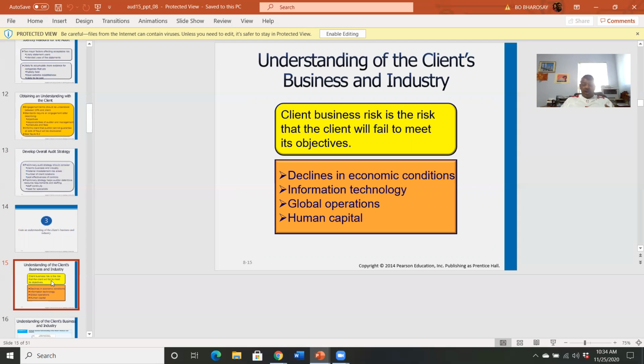Are they in the United States or are they involved globally? And human capital. Human capital: the employees that they hire.